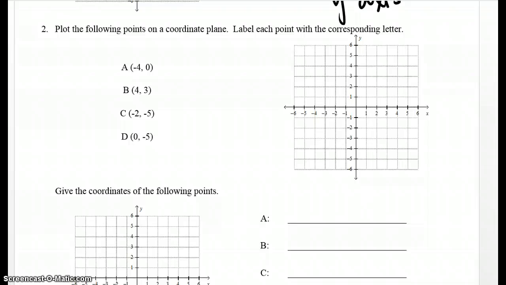Next part, plot the following points on a coordinate plane. Label each point with the corresponding letter. So A is -4, 0, so I go over -4 because I have to go in the elevator before I can go up or down. So over -4, and I'm going to the 0 floor. So that's point A. B is over 4, up 3, and that is point B. C is -2, down 5, and D, 0, and down 5, which will be D.